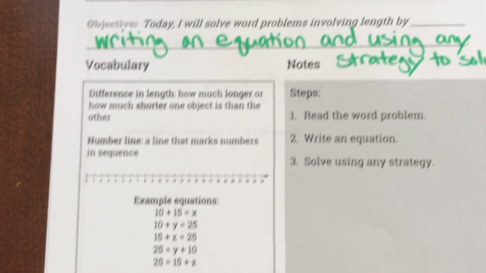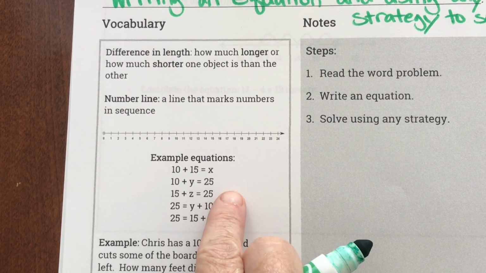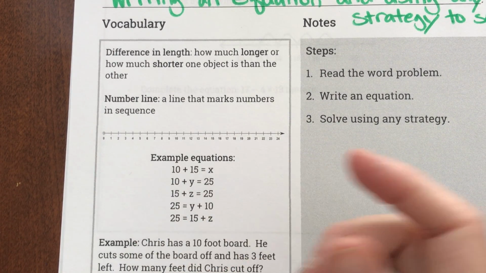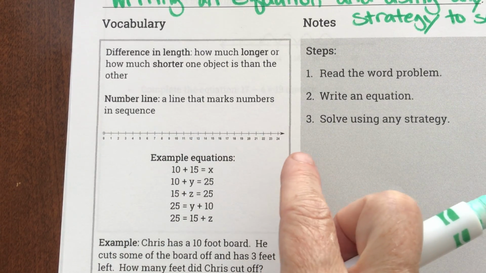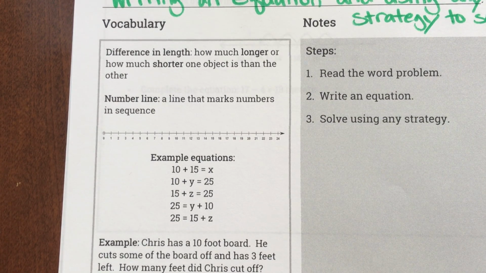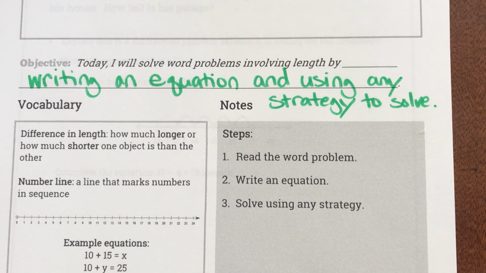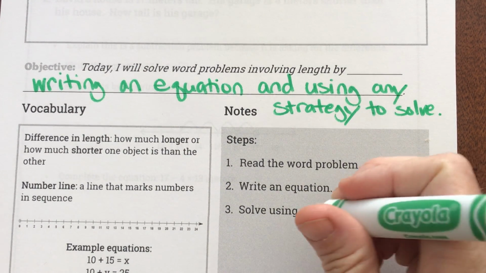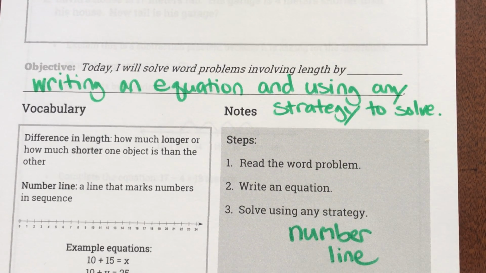Let's look at an example of an equation. So an example of an equation is right here. Sometimes we would call it a problem. So we're going to write one of these, and then we're going to use any strategy to solve. We've been using the number line strategy, so that's the strategy we're going to be using, counting on our number line. Our steps say we're first going to read the word problem, write our equation, and then solve using any strategy. And my strategy is the number line strategy. Okay, so boys and girls, I'm going to get started right away and show you what this looks like.